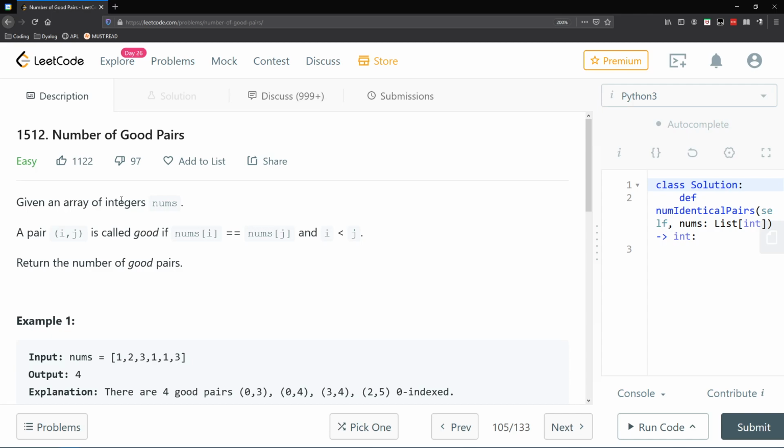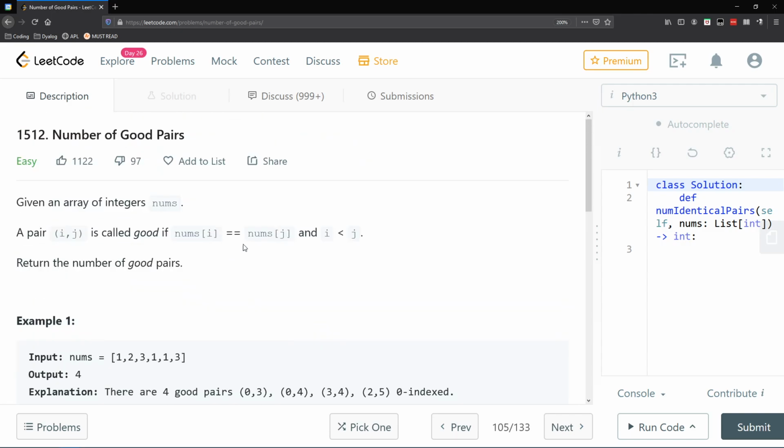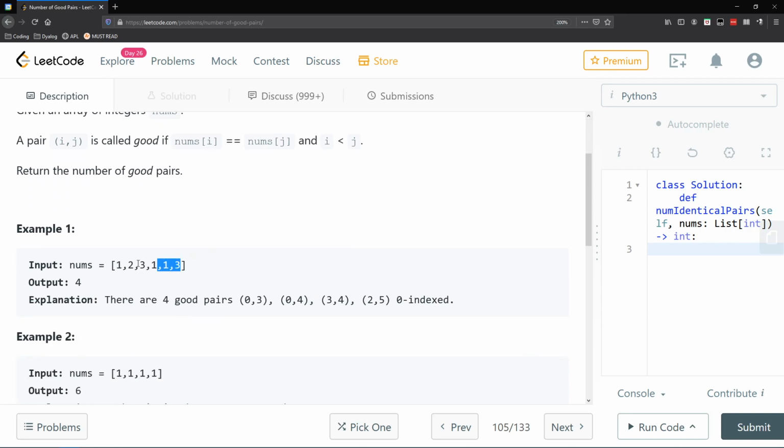So we are given an array of integers, and we say we have a good pair ij if the numbers in those two positions are the same and i is smaller than j. And now we want to return the number of good pairs. Okay, this is actually fairly easy to do. Well, fairly easy to do in APL. If I were to do this in some other language, it would still be easy, but it would be a different approach.